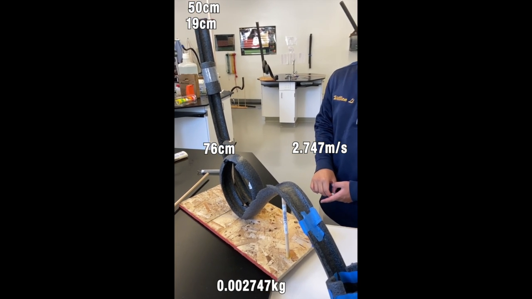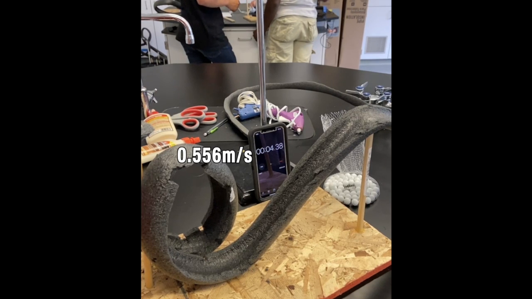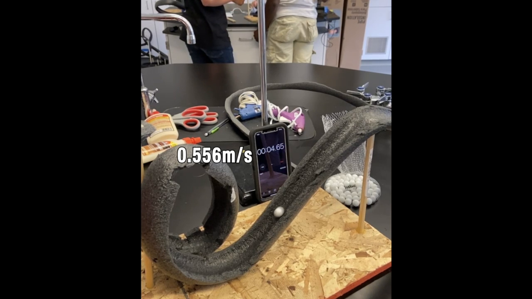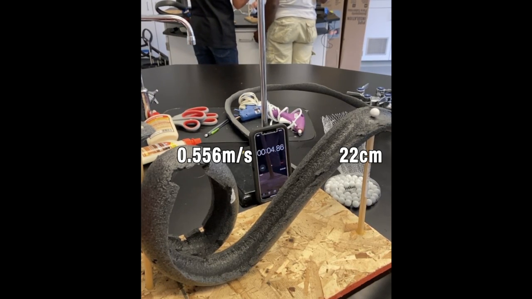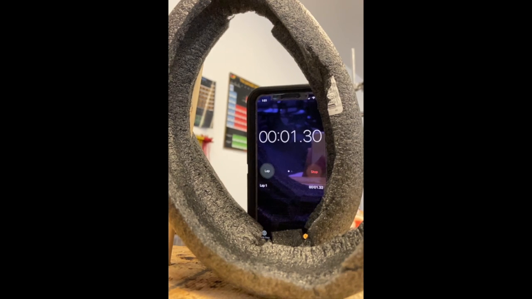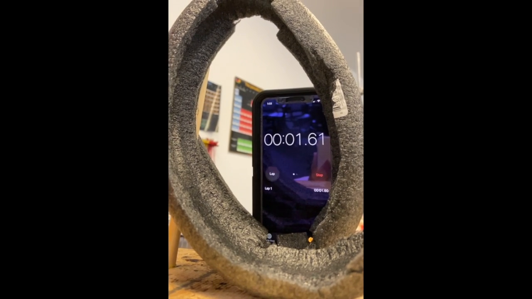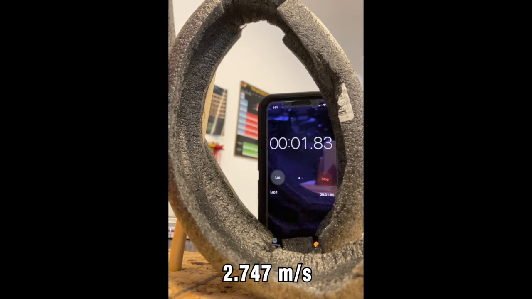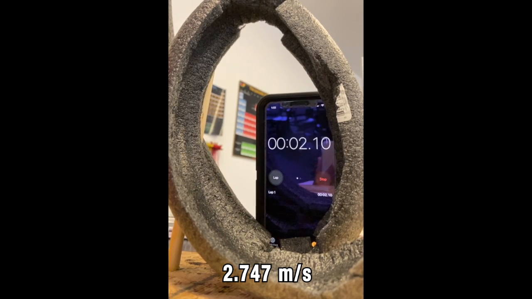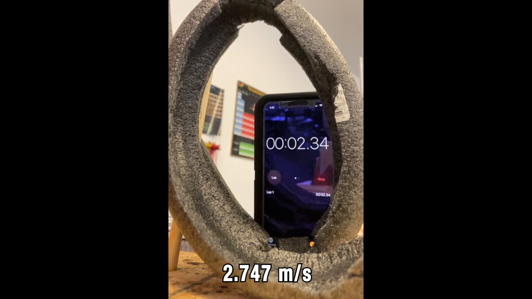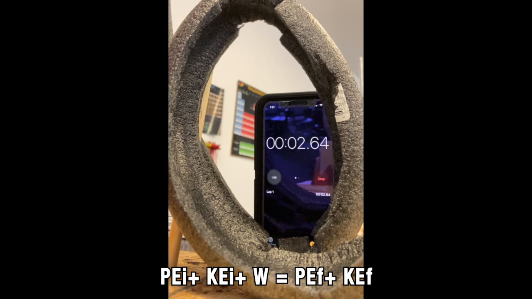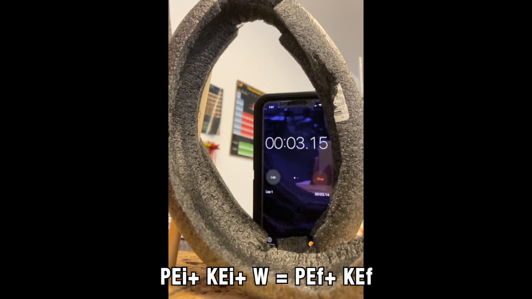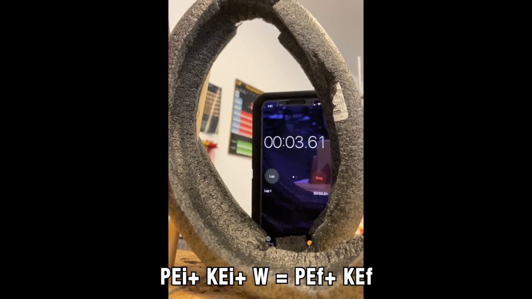Velocity at the top of the hill is 0.556 meters per second. The height of the second hill is 22 centimeters. For the friction force, we use the measured velocity at the bottom of the loop, which is 2.747 meters per second, and we solve for the average force of friction with the law of conservation of energy, which states potential energy initial plus kinetic energy initial plus work is equal to potential energy final plus kinetic energy final.